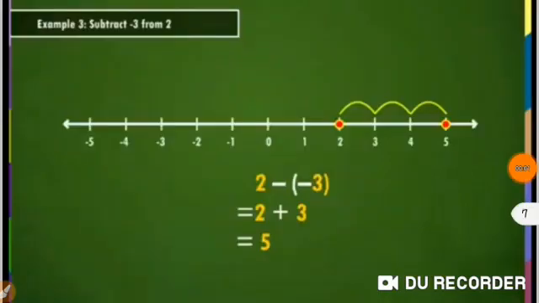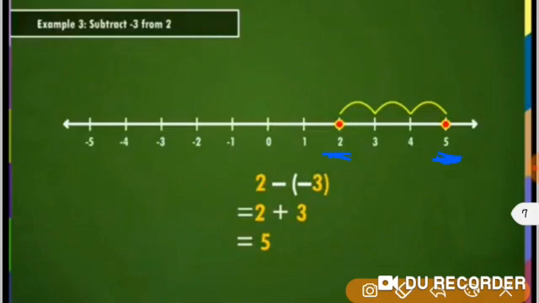Let us do one more example. Subtract minus 3 from 2. First, let us represent it on the number line. First, we locate 2 on the number line, and then as we are subtracting a negative integer, we move 3 digits towards the right. So we have to go to the right on the number line. 1, 2 and 3, we reach 5. So the answer is 5.